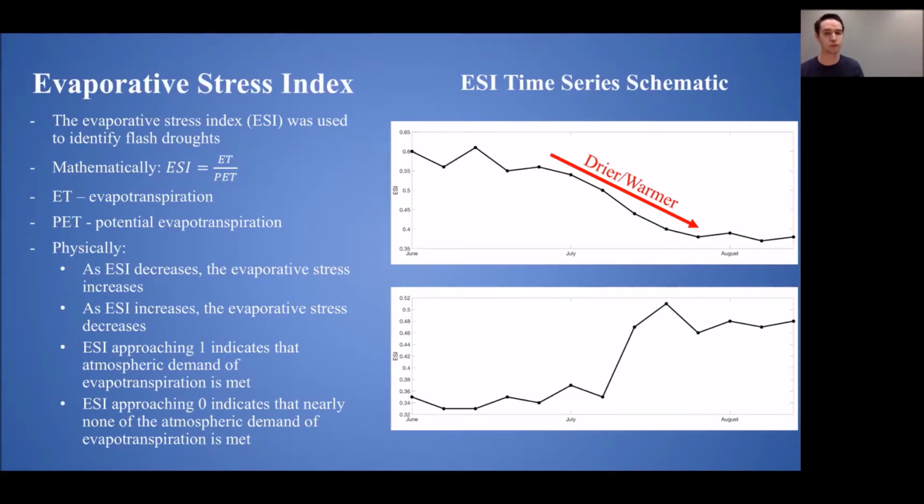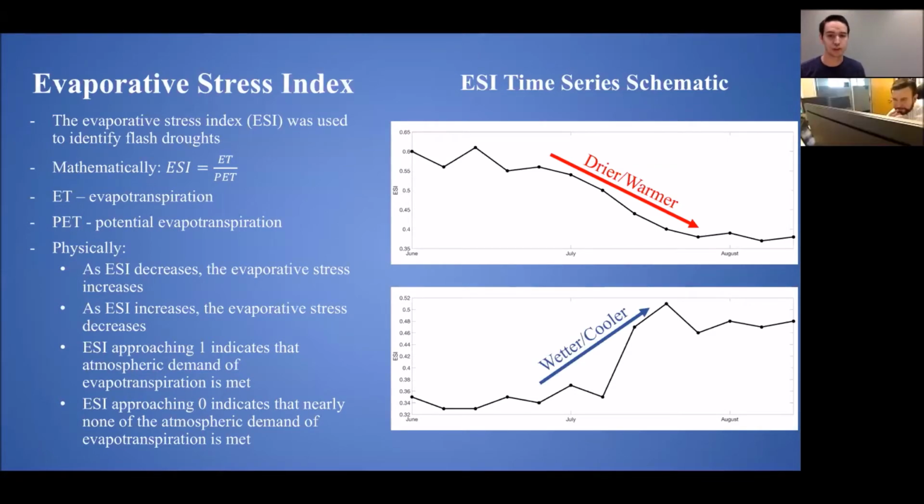So from the most general standpoint, you have drier and warmer conditions, or a combination of both, when ESI is decreasing. And likewise on the opposite side, if ESI is increasing, you're generally leading to wetter and cooler conditions.